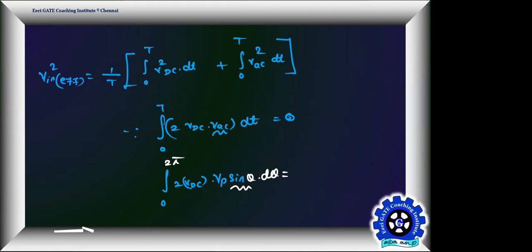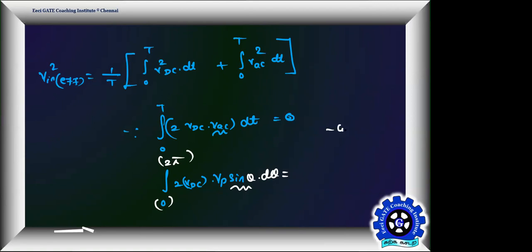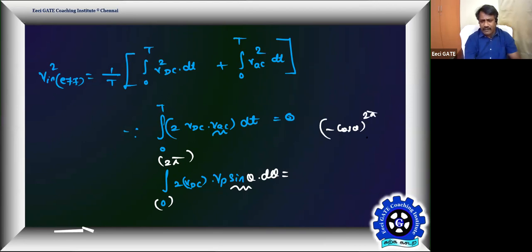Minus cos. Fine then. Then what are your limits? Upper limit is 2 pi, lower limit is 0. Tell me what will be the resultant? 0, sir. Minus cos theta. You're going to let the upper limit 2 pi, lower limit 0. Then what will be the resultant of this?